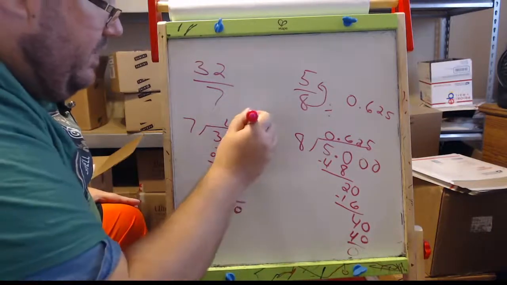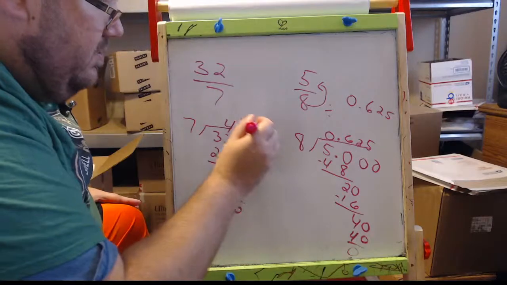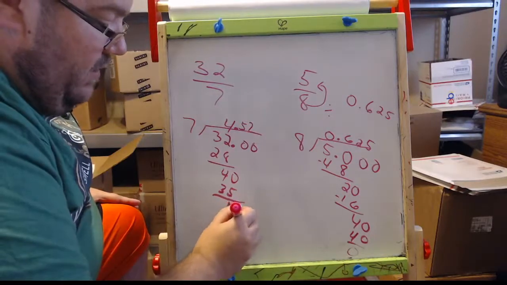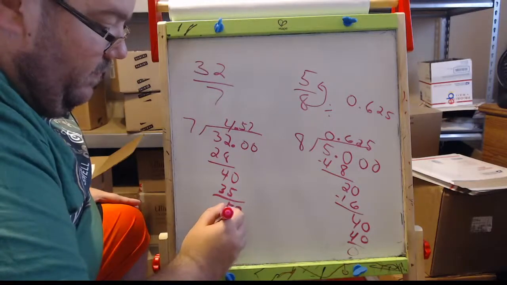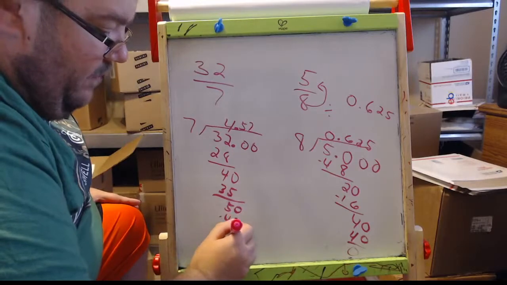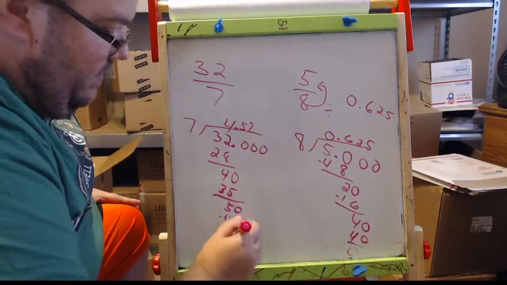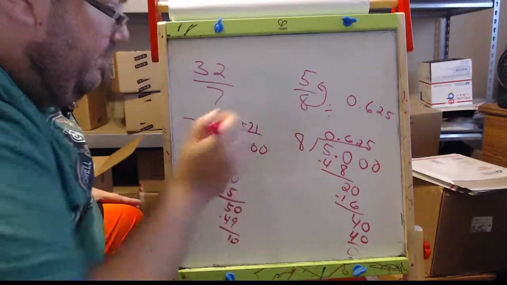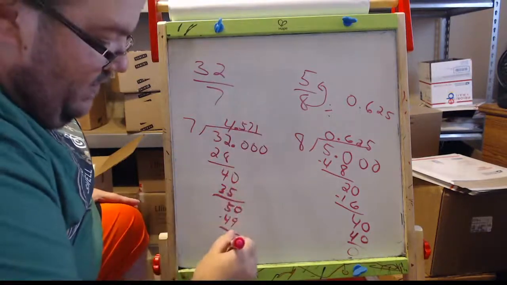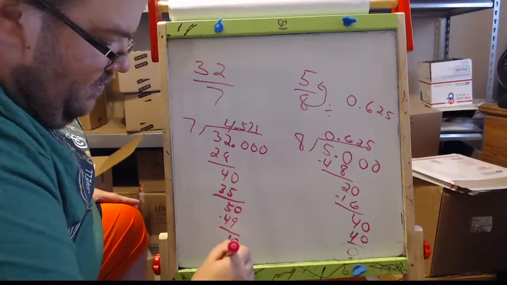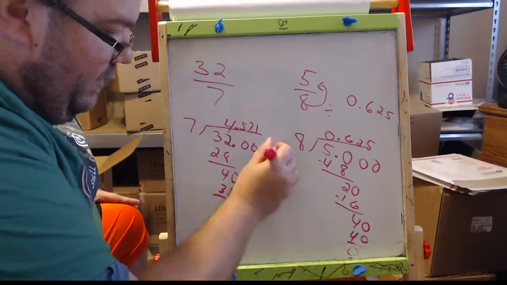7 goes into 50 7 times. 7 times 7 is 49. 1 left over. And we can keep this going for as long as we want to. Okay, bring a 0 down. 7 goes into 10 one time. All right, 1 times 7 is 7. 3 left over. Bring another 0 down.